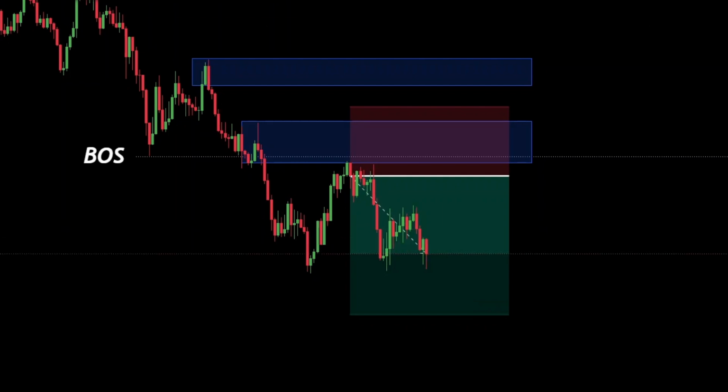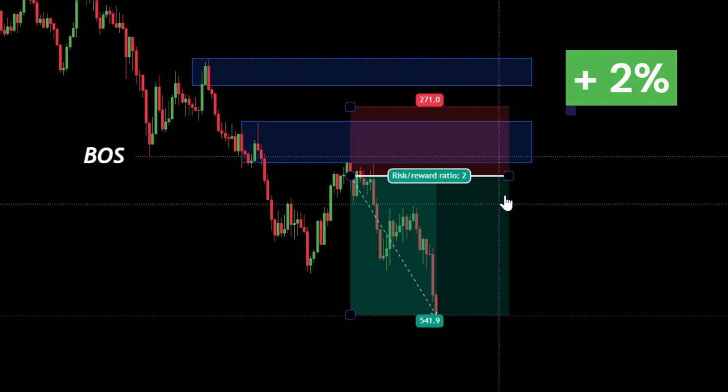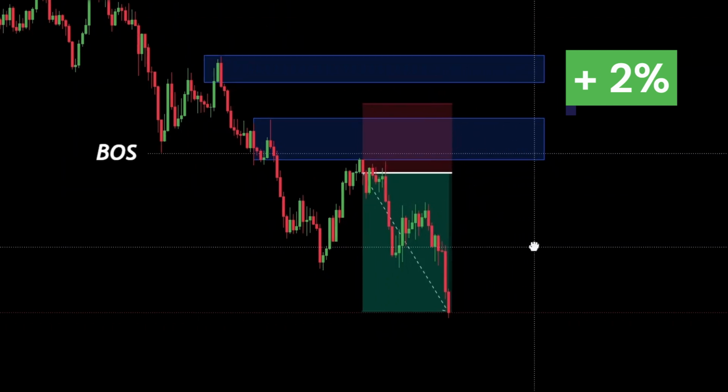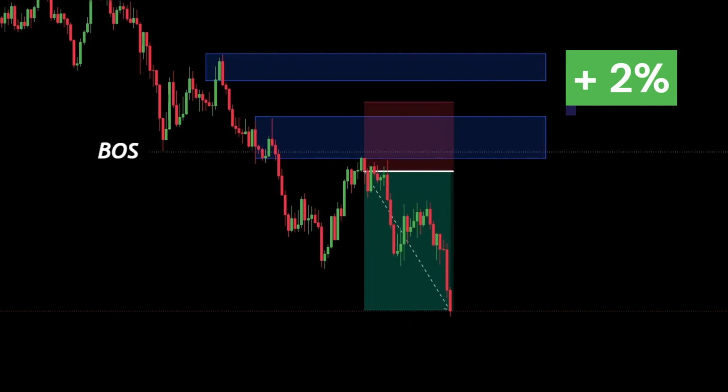Do you see that detail? Now let me explain it to you. If I had waited for price to reach that higher supply zone, I would have missed out on a winning trade just because I ignored the price confirmation in my second zone.